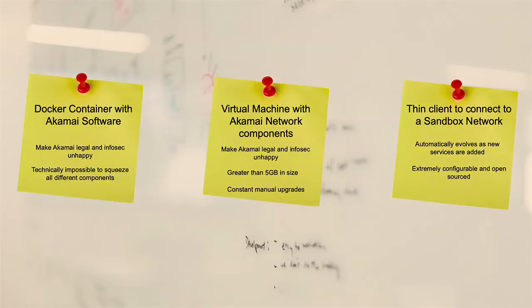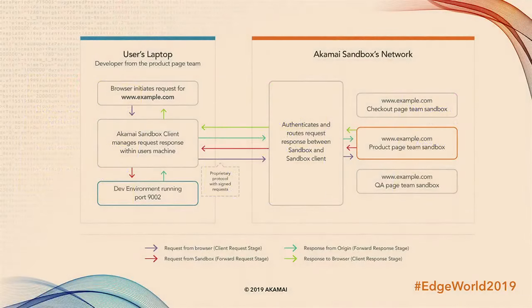A thin client is what you would install on your laptop. Think of it as a proxy that you would install on your laptop. That proxy would communicate with our sandbox network, and that proxy is what you put in front of your dev environments. So that's what the Akamai Sandbox is. And at a high level, this is what the request flow looks like.